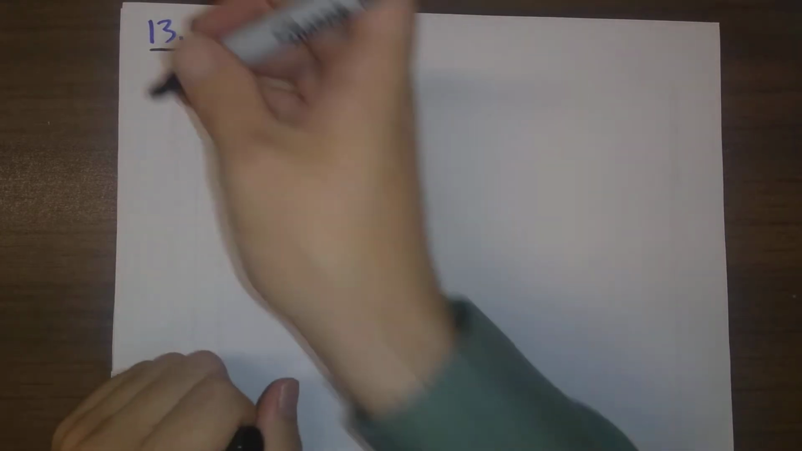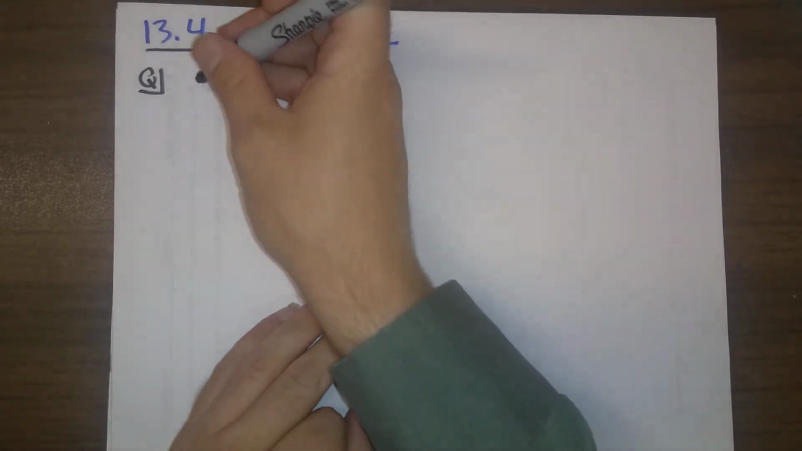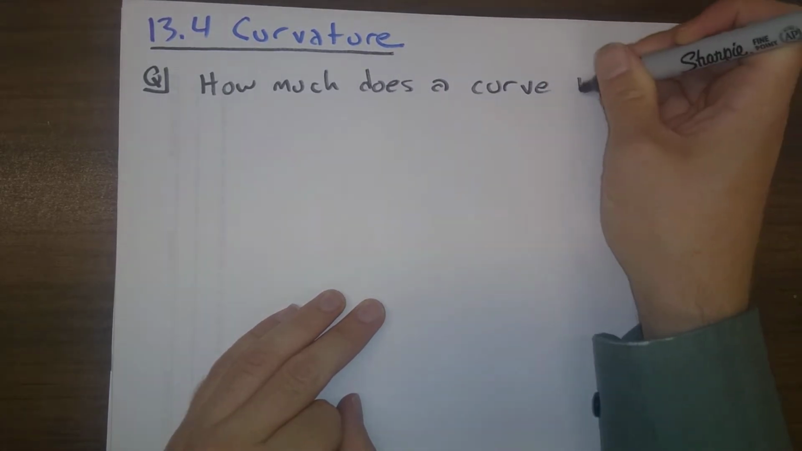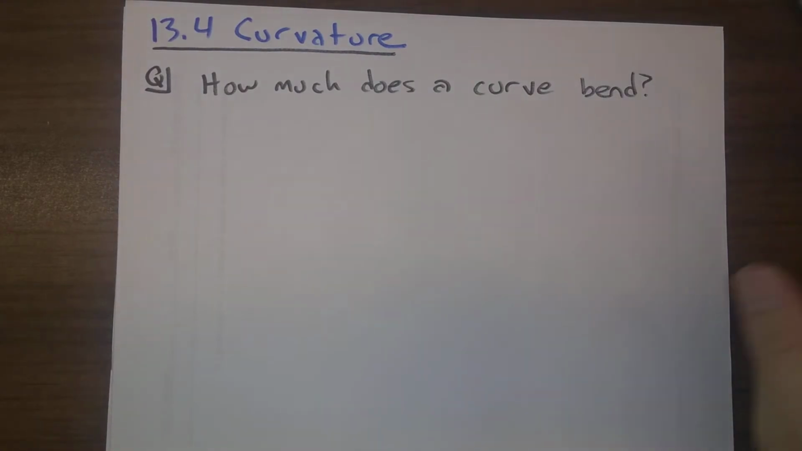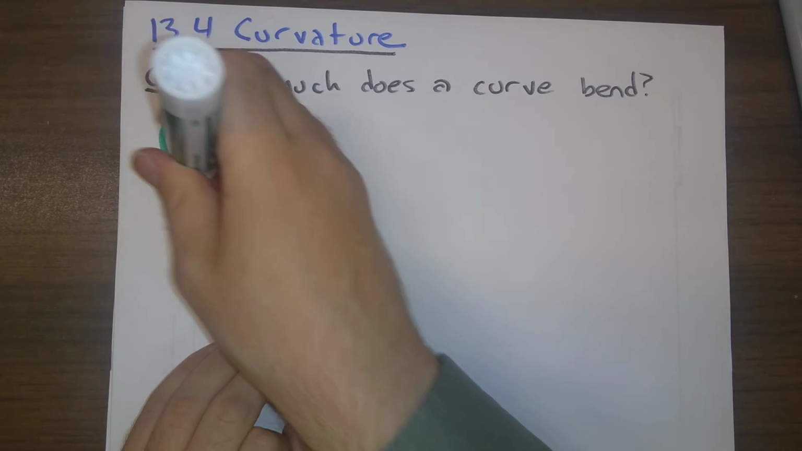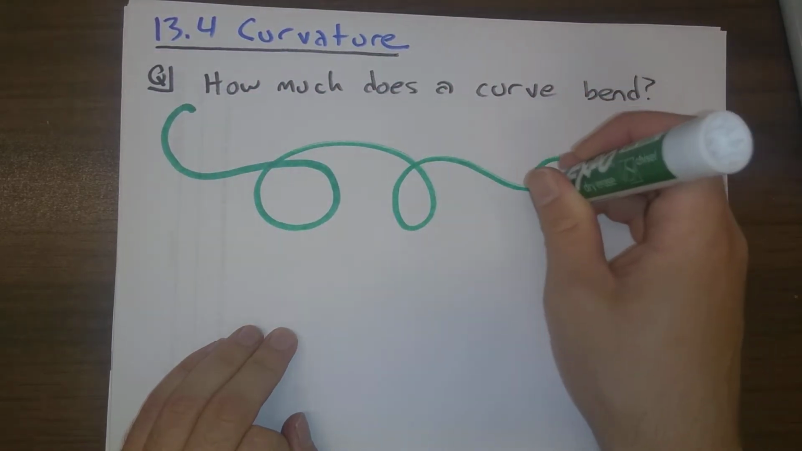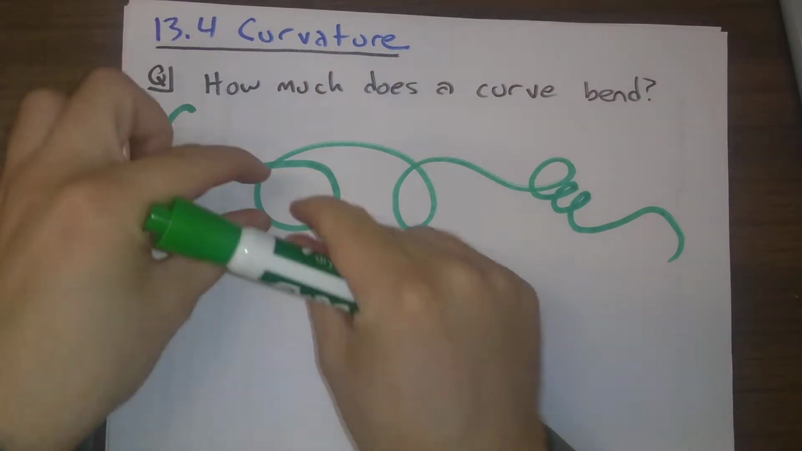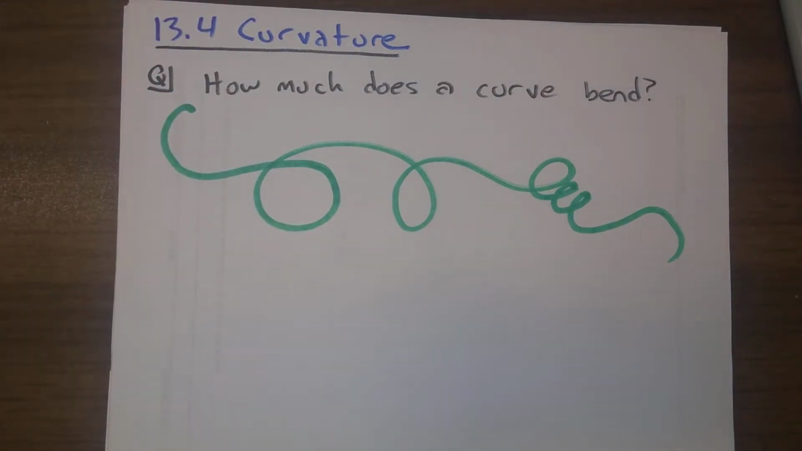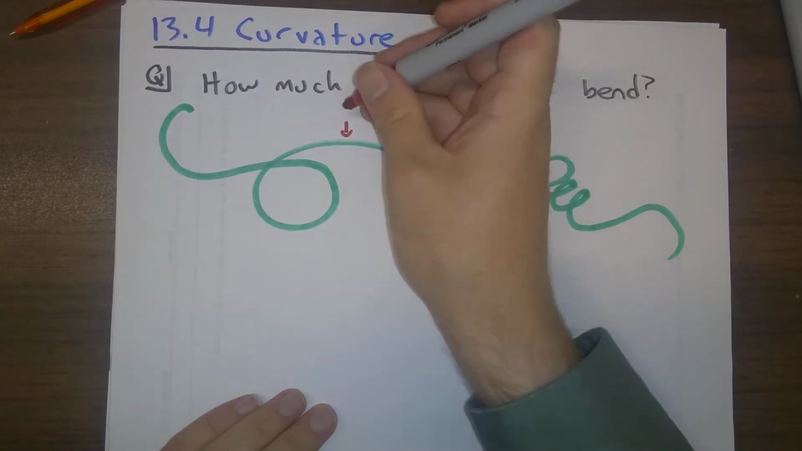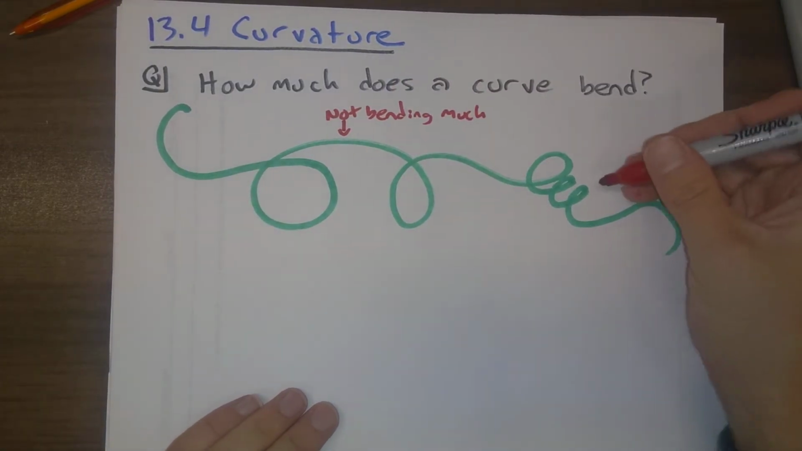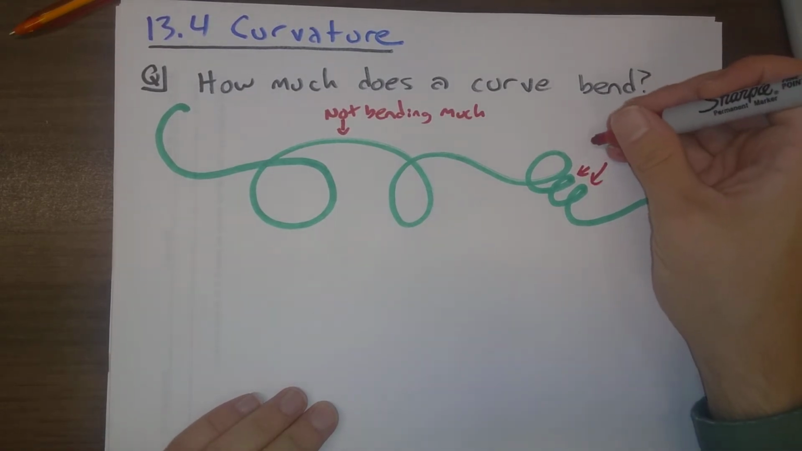So the question we are thinking about when we're thinking about curvature is, how much does a curve bend? Just to draw a picture here, I'm just going to doodle. Imagine that this is a curve, and I'm drawing on a piece of paper. Use your imagination that there's a little bit of three-dimensionality to it. At a place like this, it's not bending much. But as we go through some of these tight corkscrews over here, this is bending a lot.